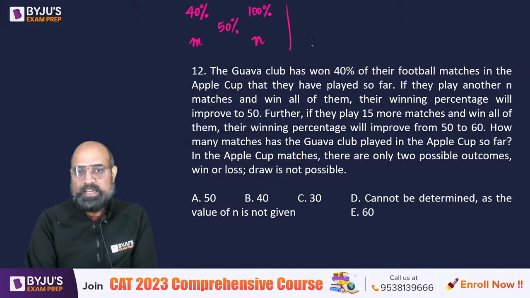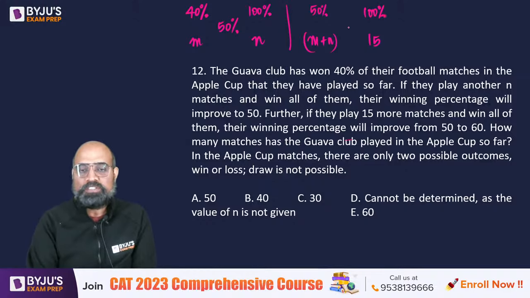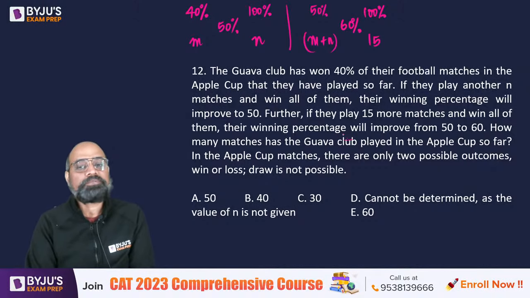Okay, we are applying alligation. Further, if they play 15 more matches, 15 more means we already have M plus N, right? With a 50% aggregate so far. And 15 more they win all of them. So this is 100%. Their winning percentage will improve from 50 to 60. So this changes to 60% now.